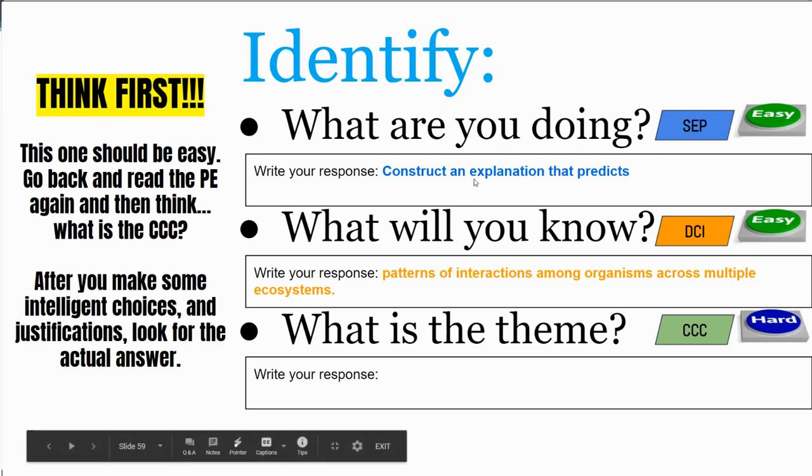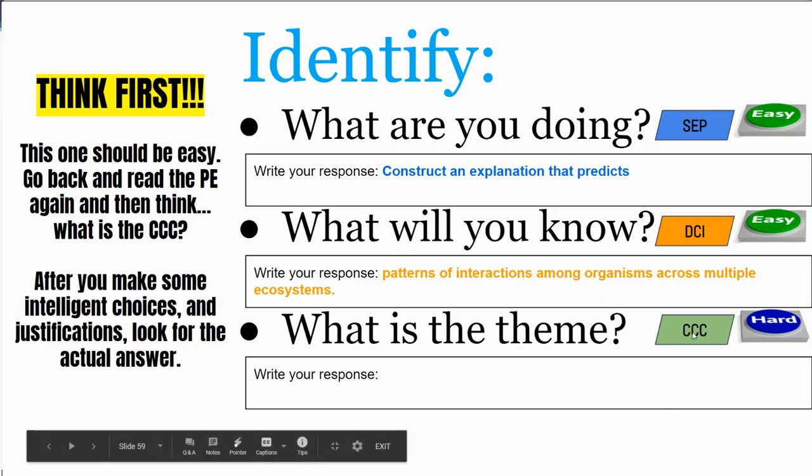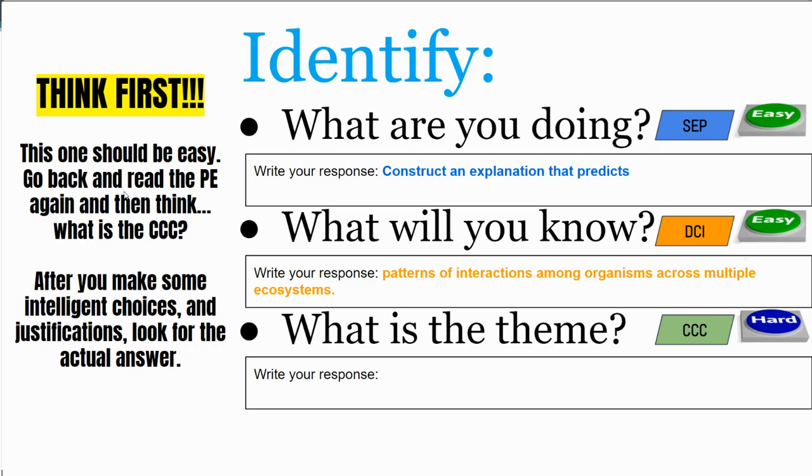So now we know that we are constructing an explanation to predict how those patterns of living things, the interaction of organisms, can be predicted across multiple ecosystems. So can I predict how predator and prey will react in one ecosystem versus another? Do predator and prey in the ocean act the same way as predator and prey in a desert? So now we're moving down to the cross-cutting concept. And think first. This one should be easy. If you need to go back and read the performance expectation again, then you can do so. And think to yourself, what is the cross-cutting concept? After you've made some intelligent choices and justifications, then you can look through the actual answer. Pause the video here and then come back after you've thought about it.